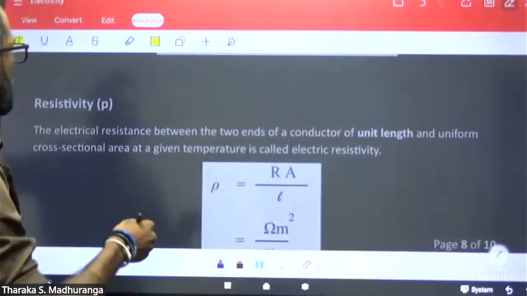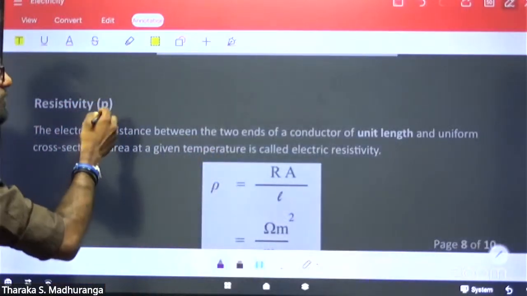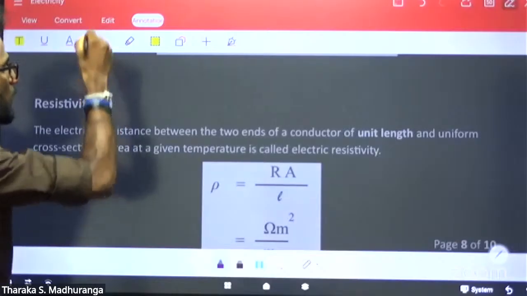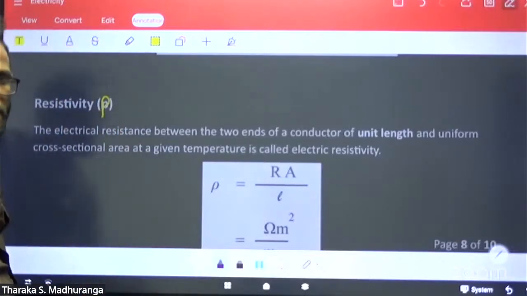Okay, this should not be P. It is rho, but in typing it comes as P. It is rho. Resistivity.